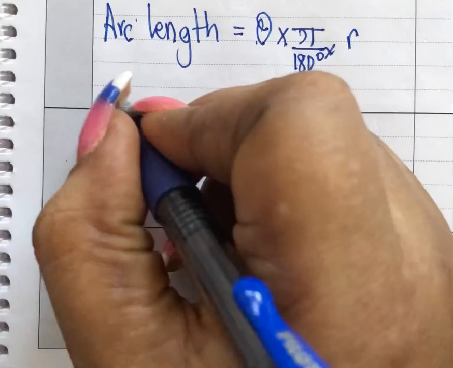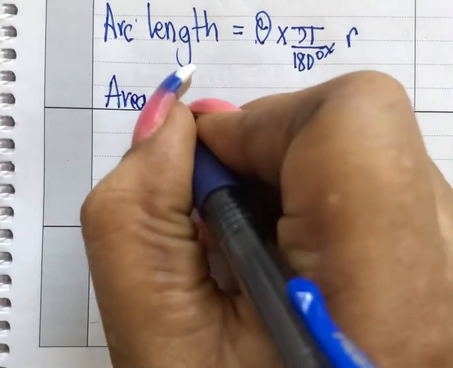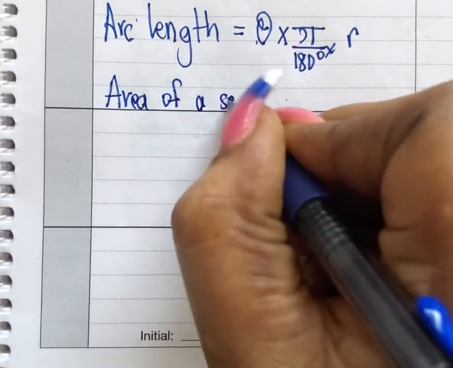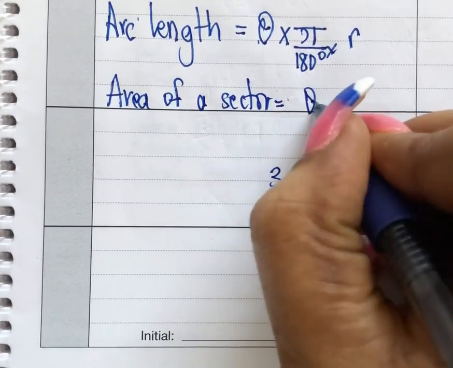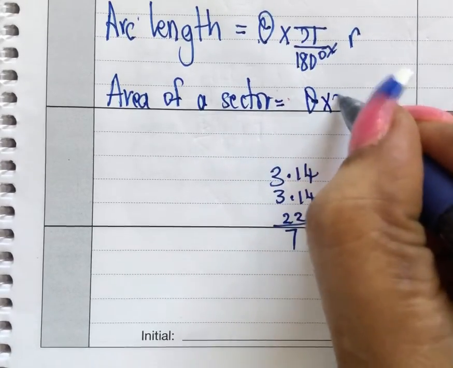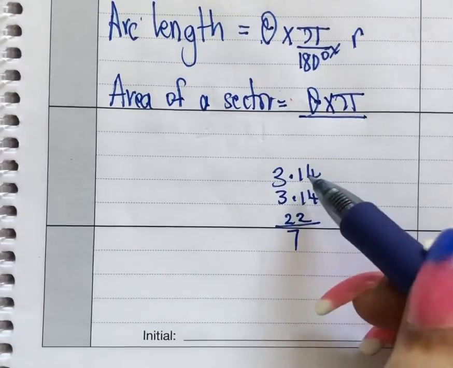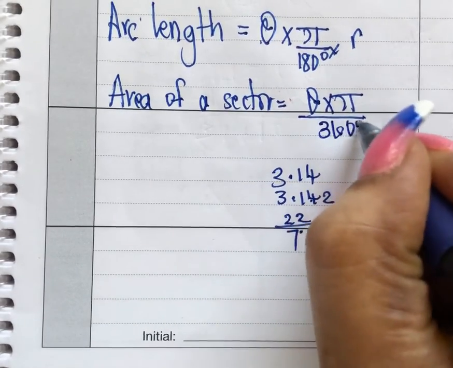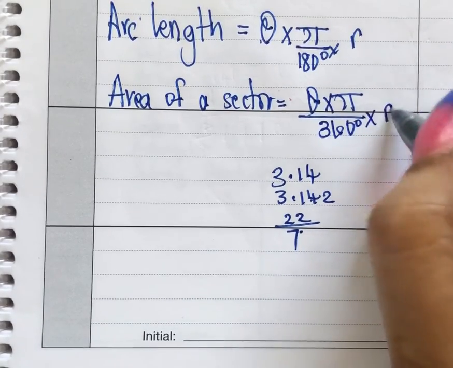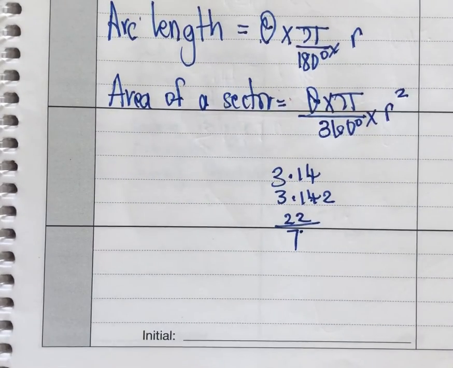And for the area of a sector, the area of the sector is the degrees. Again, this is the angle theta. We multiply it by our pi, which will be one of these. We divide it by 360, that's the circle, and we multiply by r square. Okay? So we are going to put that to use here now.